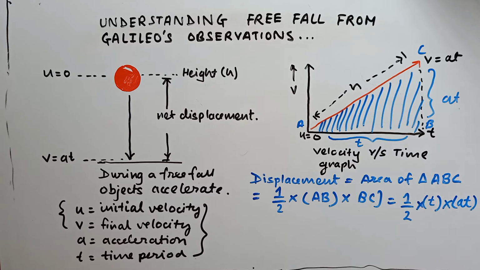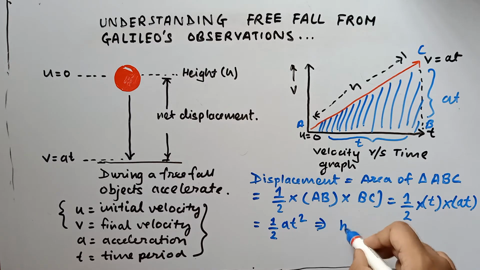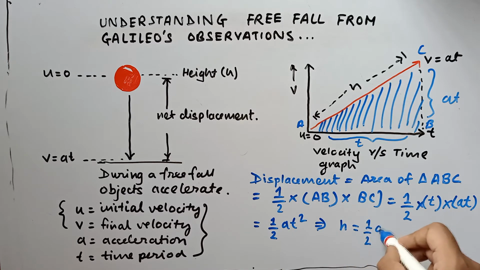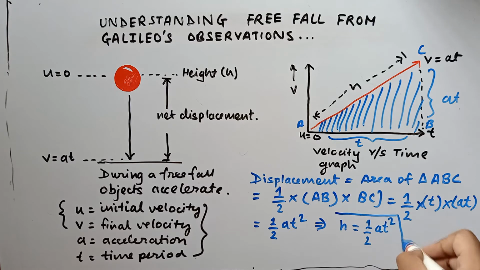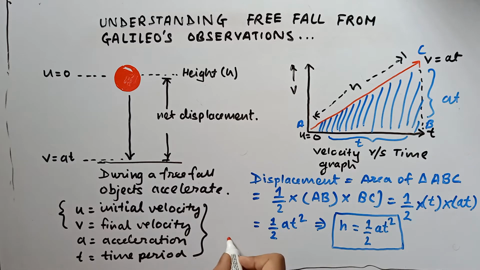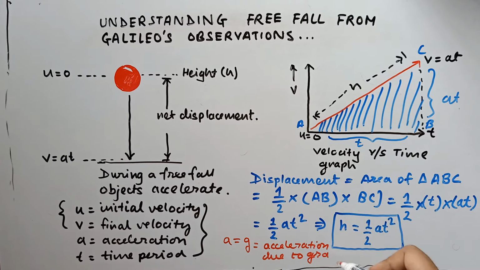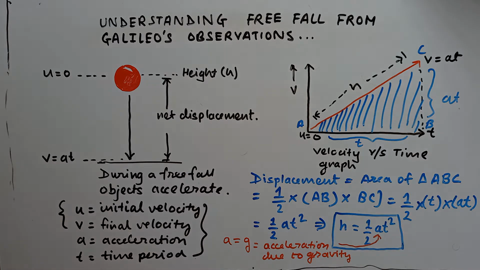So we get half multiplied by t multiplied by at, so we get half at square, which is equal to its height, that is its displacement. So this is our required derivation, and the relation between height, that is displacement, acceleration and time. Here acceleration is equal to the acceleration due to gravity, which is represented by g. So that's all.